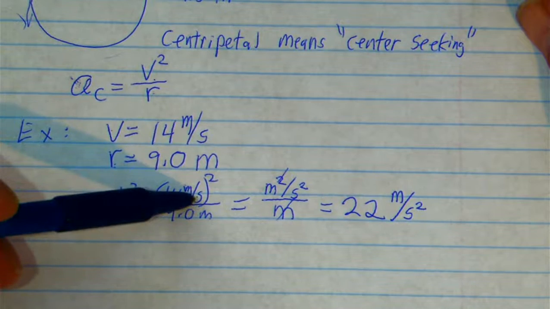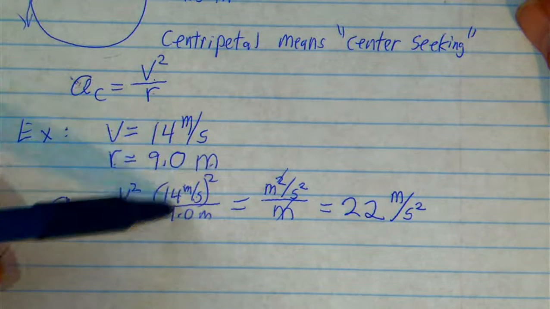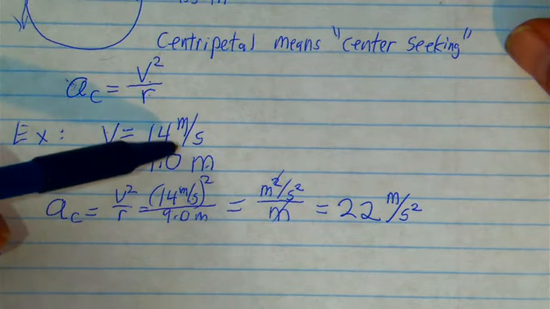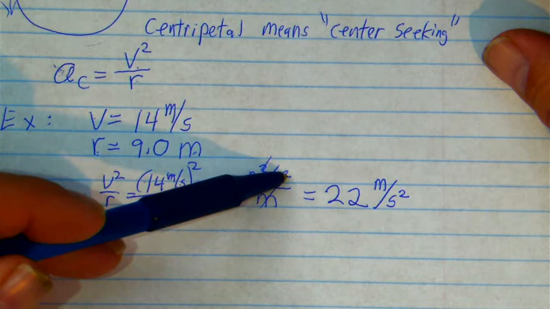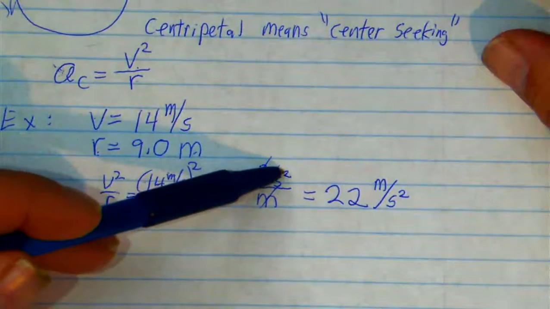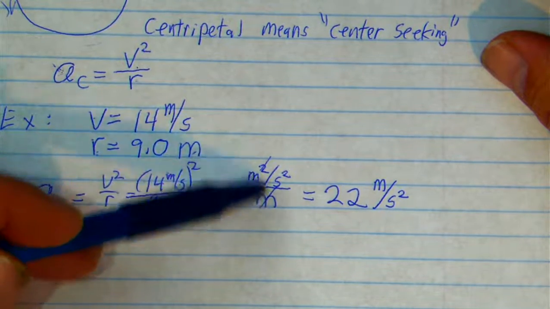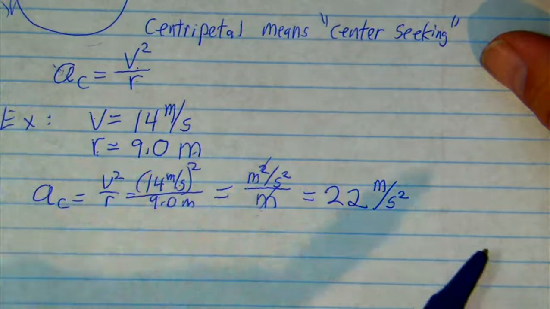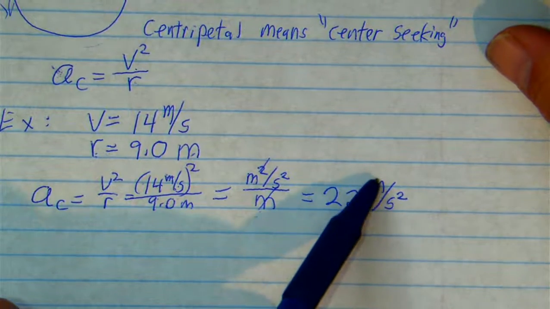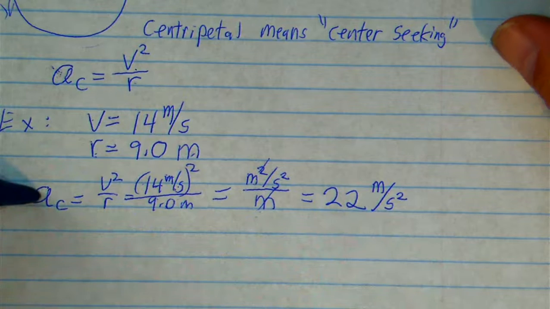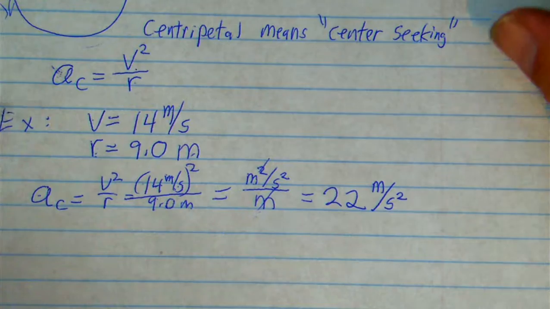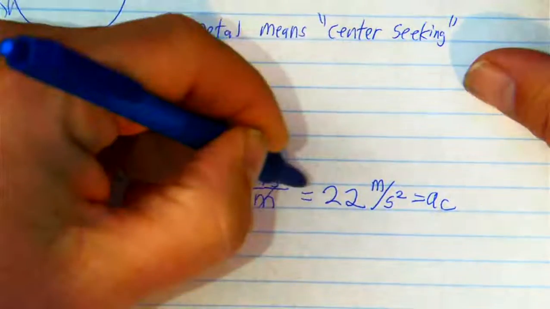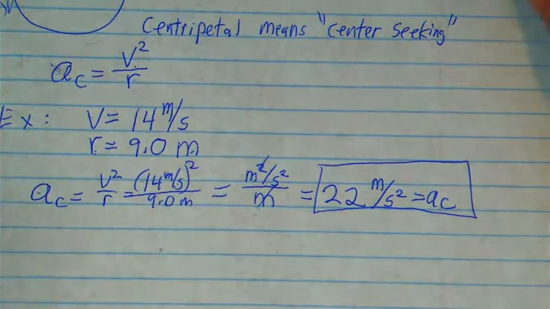14 meters per second squared divided by 9.0 meters. Notice the units. Meters per second squared is meters squared per second squared. When you divide meters squared per second squared by meters, one of those meters will cancel, and our answer will be in units of meters per second squared, which is an acceleration. And 14 squared divided by 9 rounds off to 22 to 2 sig figs. So the centripetal acceleration in this first example was 22 meters per second squared.